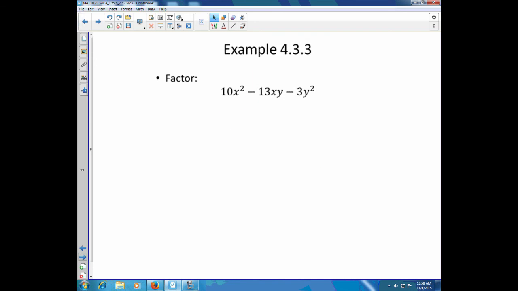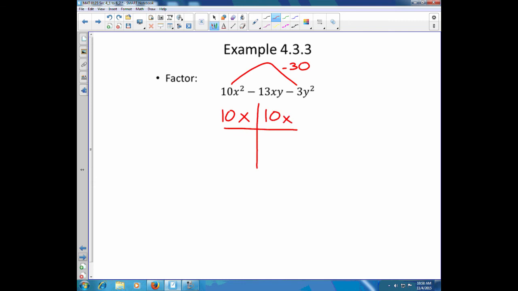Here we're going to do a similar thing, except remember that now there's a y squared at the end, so we'll have to account for that. 10 times 3 is negative 30. And so we make ourselves a box, 10x and 10x, and we're just going to write the y's down at the bottom. And now we need two numbers that multiply to give you negative 30 and add to give you negative 13.